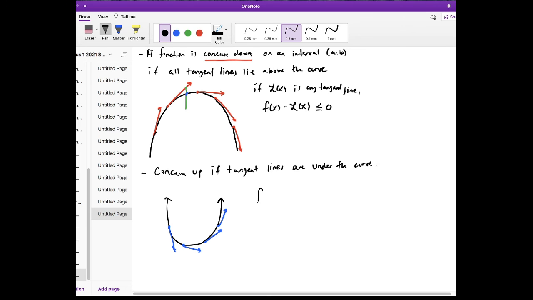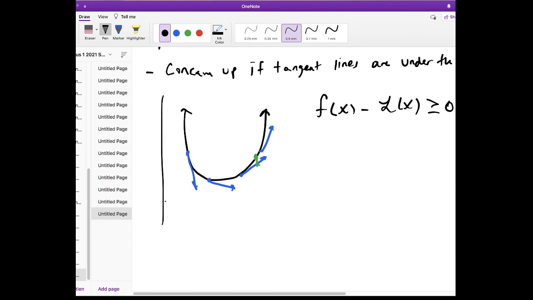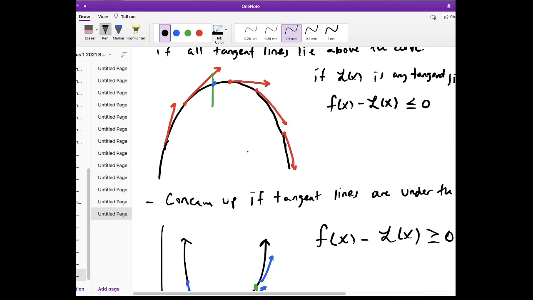So what does that mean for f of x minus L of x? Positive or negative? Positive. Yeah, so f is always going to be above, and L is always below. So when you take the difference, it's always going to be positive. All right, so any questions on that definition? Does that make sense as a definition?